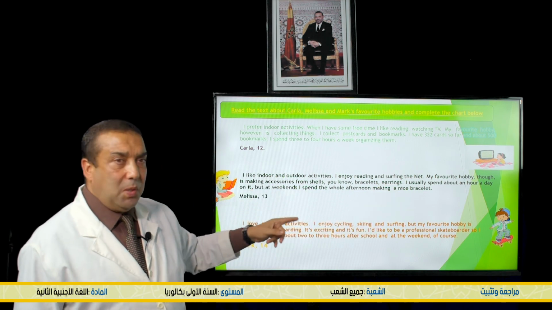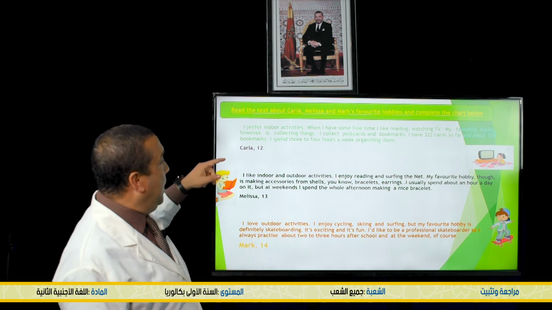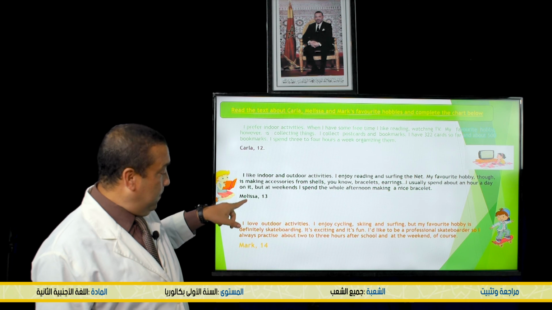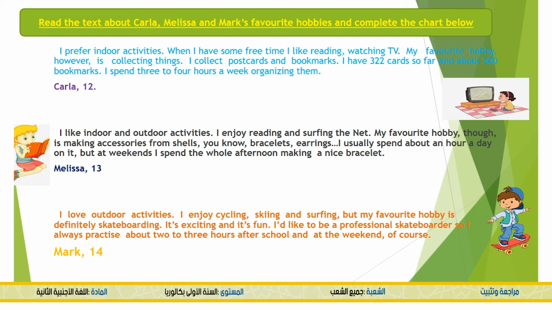These kids' names, these teenagers' names are Carla, Melissa, and Mark. What I want you guys to do, I want you to read these three short texts, and then I will give you a chart to fill in with some information from the text. Let me read it.